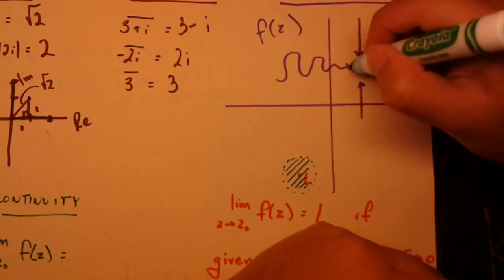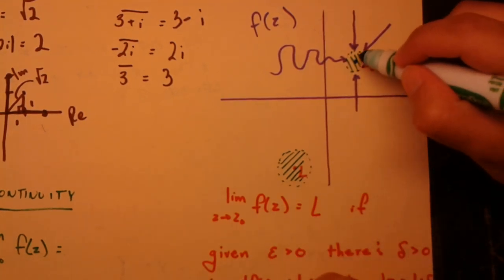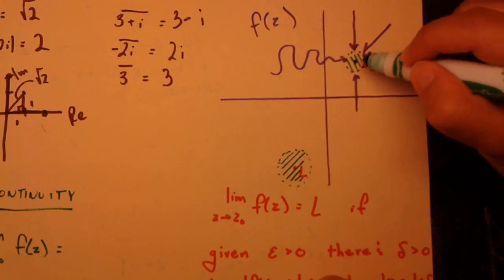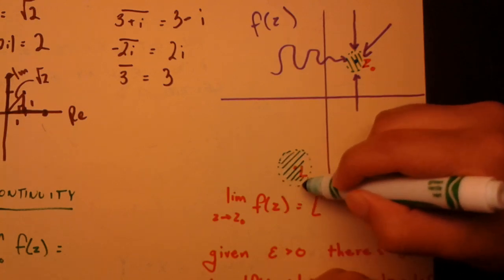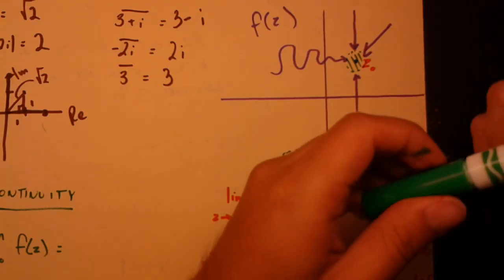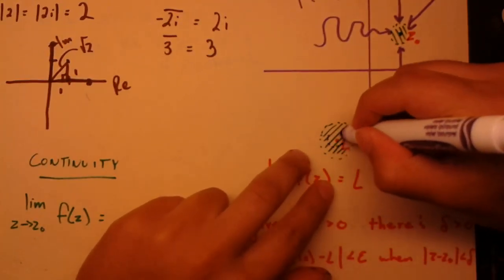Well, let's just say the answer is like this. What this tells us is that anytime we plug something in this open disk centered at z naught into f of z, we're going to get something in this range of L. And then we have to ask ourselves again, what if we want to get closer to L? What if we want to get into this smaller open disk?